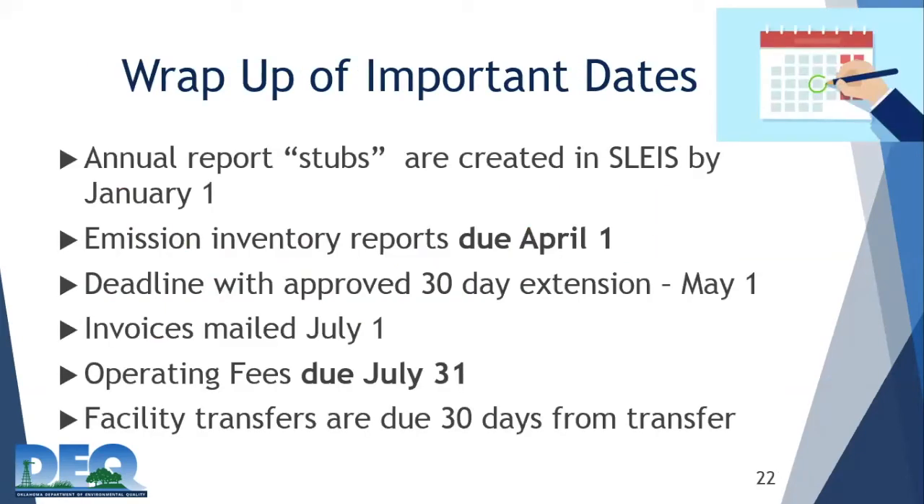So just a wrap up of some important dates. The annual emission inventory report stubs, as we like to call it, those placeholder reports in SLEIS are created by January 1st. We've already done that, and they are due. You need to submit those by April 1st. If you have an approved 30-day extension, that would get you out to May 1st.